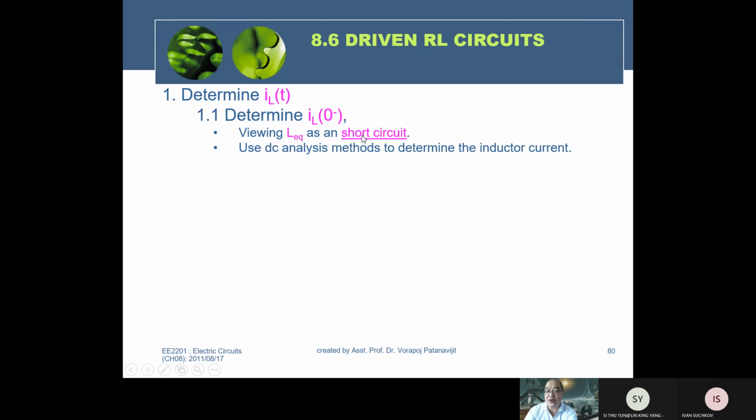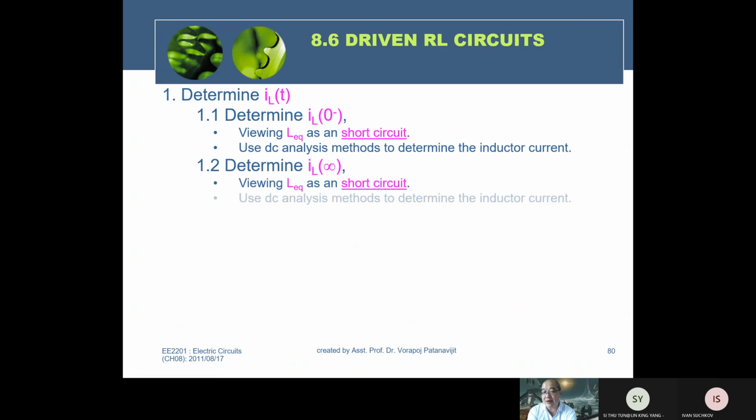Before the switch is activated, you determine IL and the inductor performs like a short circuit. You can use the DC analysis method to determine the inductor current. The second step: determine the inductor current at time equal to infinity. The inductor still performs like a short circuit again, but in this case we consider the circuit after the switch is activated. You can use the DC analysis method to determine the inductor current.